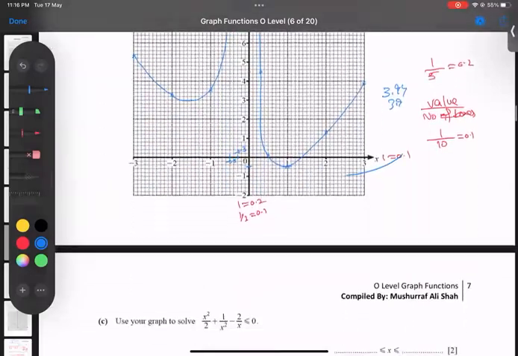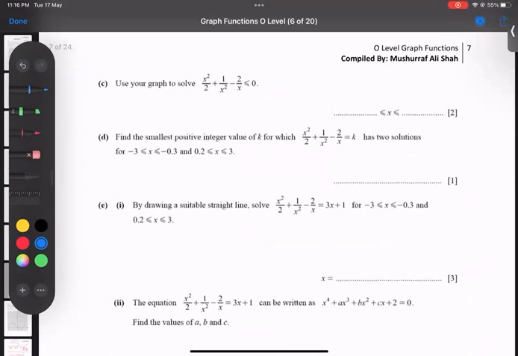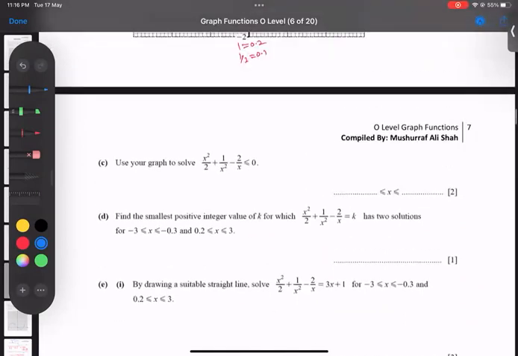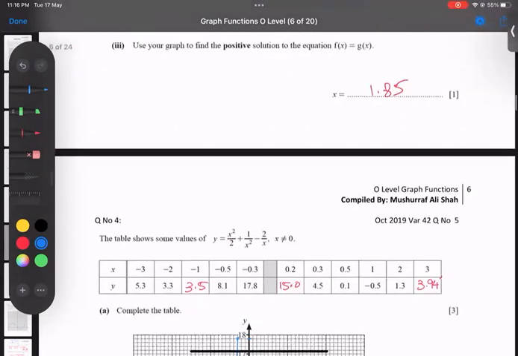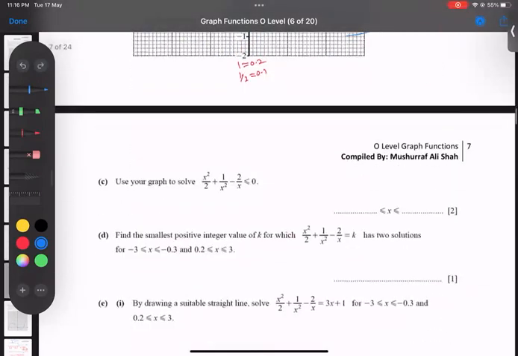Okay, now let's talk about the question below it. If you look carefully, every time you look at this question, I'm going to copy it below. Because x squared by 2 plus 1, x squared minus 2 by x. So I'm writing it now here, because for the rest of the parts, I have to use this equation. Okay, let's start. Use your graph to solve this inequality. So does this fully match? Yes, it matches. So this is equal to y. So I'm going to write y.